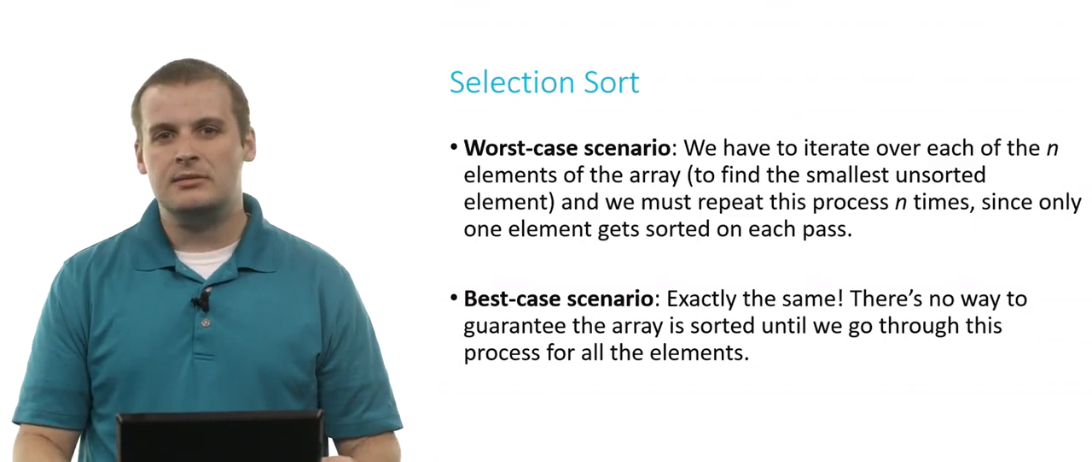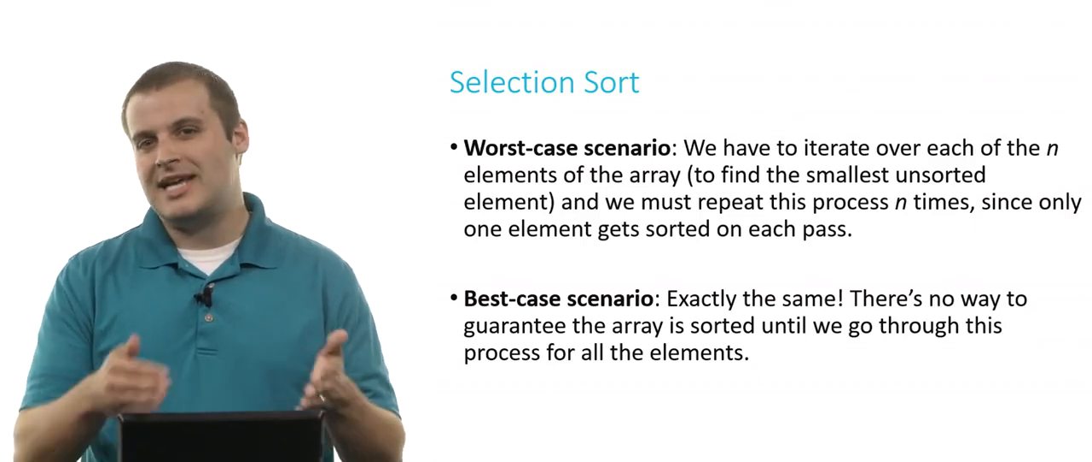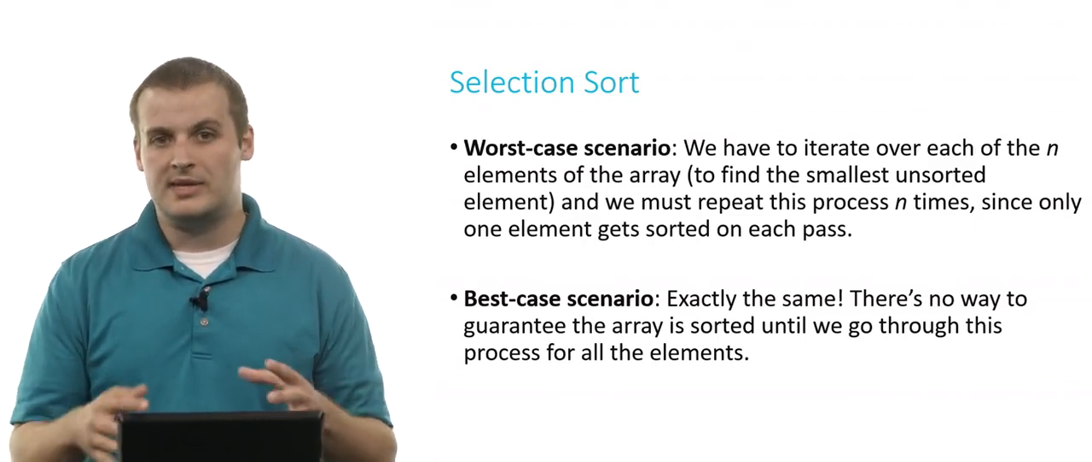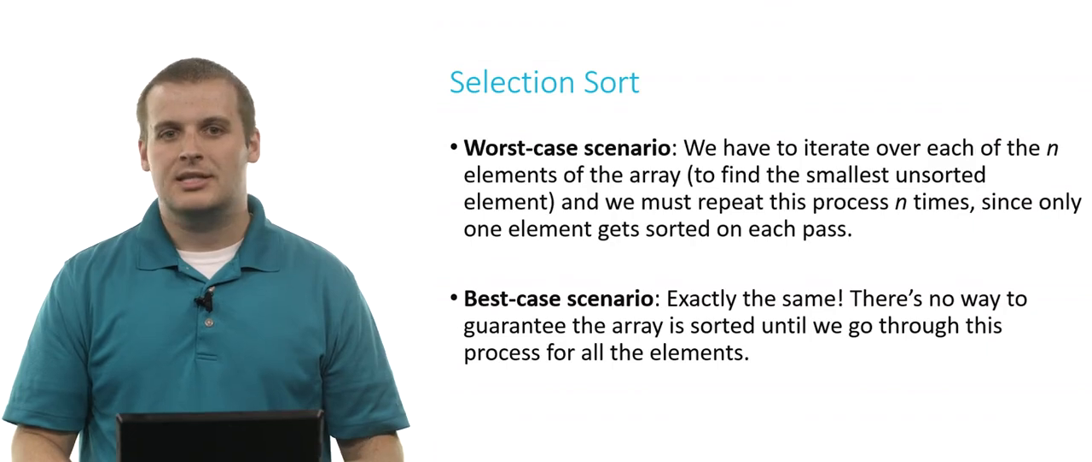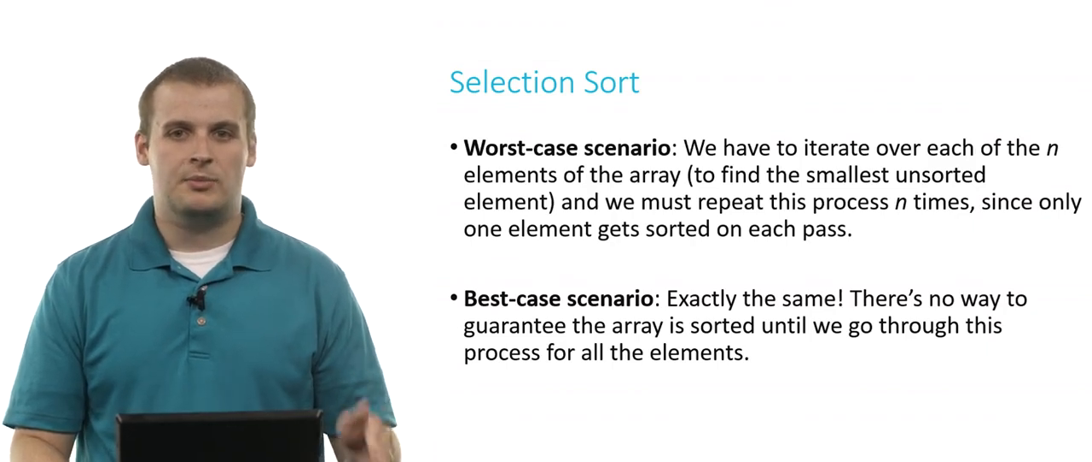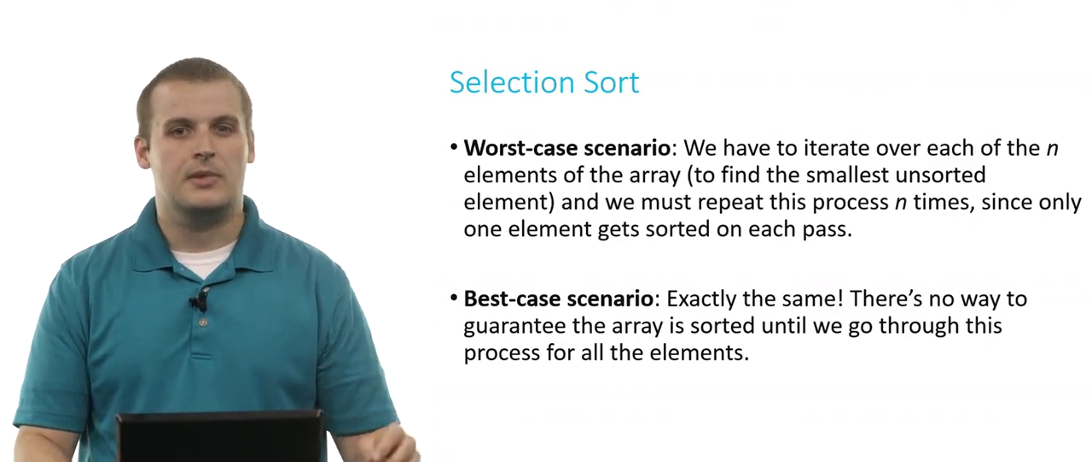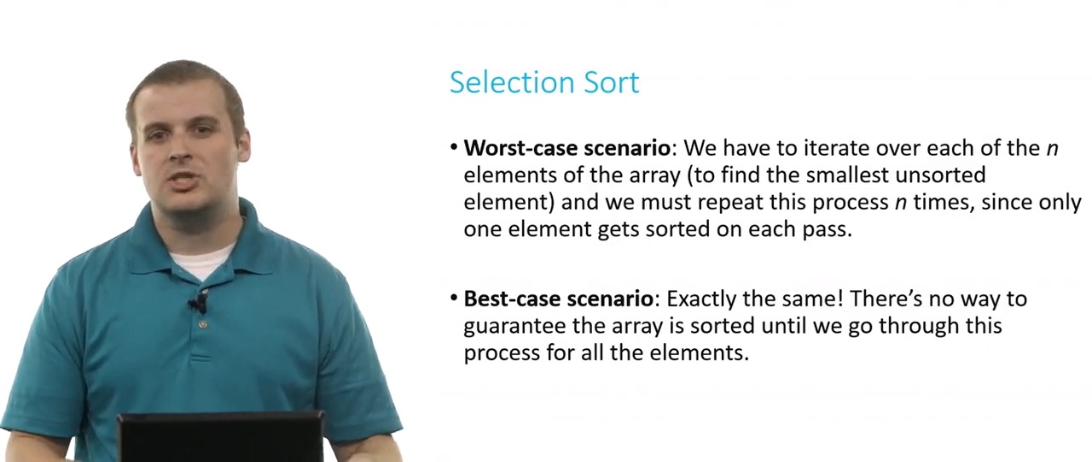What's the best case scenario? Well, it's exactly the same, right? We actually have to still step through every single element of the array in order to confirm that it is, in fact, the smallest element. So in the worst case runtime, we have to repeat a process n times, once for each of n elements. In the best case scenario, we have to do the same.